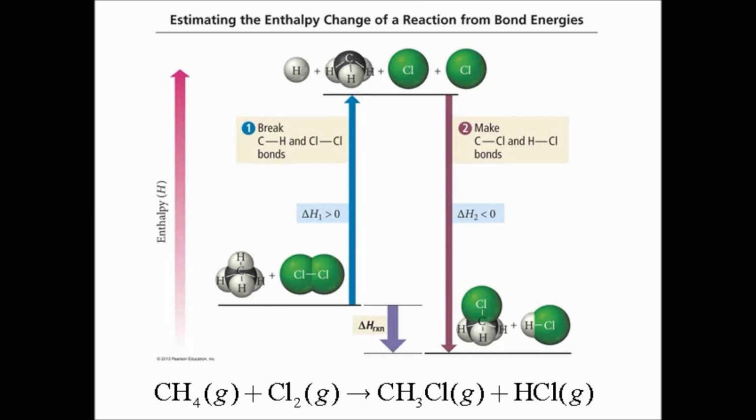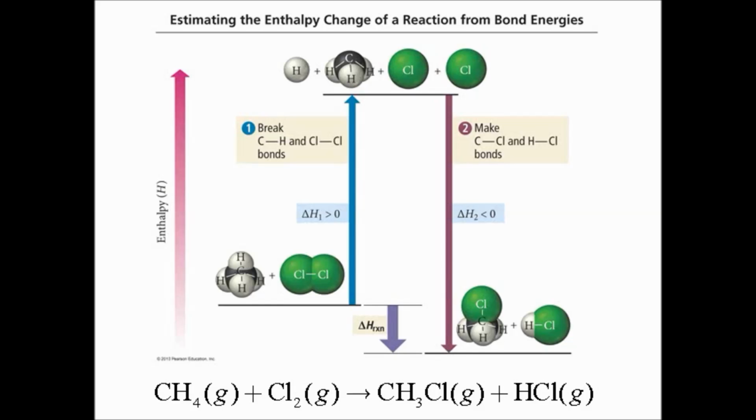Recall that it takes energy to break bonds, and when bonds are formed, the enthalpy of the system decreases. What we can do, therefore, is to look at a reaction in this way. Consider the chlorination of methane, CH4, to form CH3Cl and HCl. The enthalpy of the system is increased because we break the CH and ClCl bonds. However, a corresponding decrease in the system's enthalpy is found when we realize that the HCl and CCl bonds are formed.